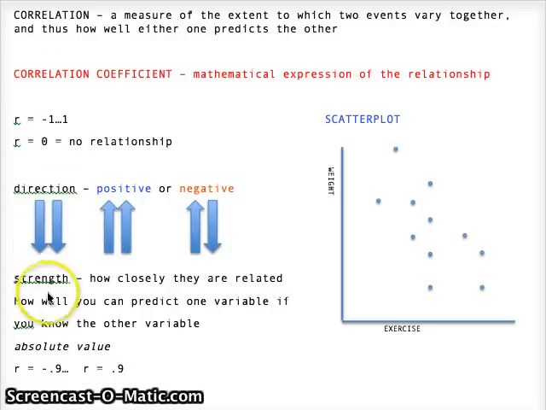And this correlation coefficient is going to tell you two things. Besides the direction, it also tells you the strength, how closely they are related to each other. The larger the number, the absolute value of the number, the stronger the relationship.